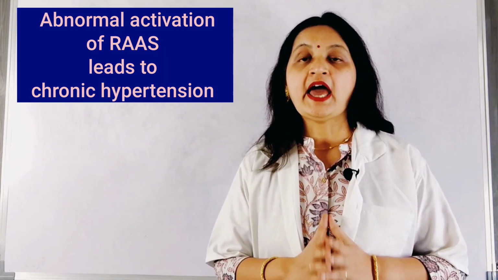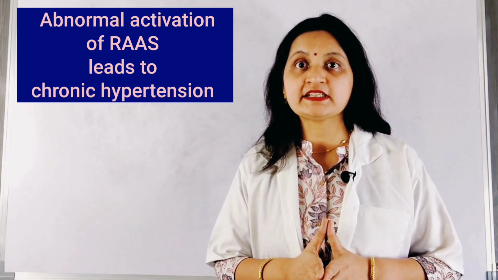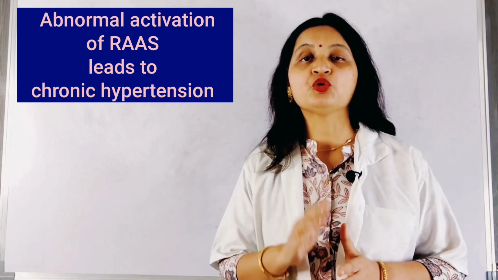So this is how the renin-angiotensin-aldosterone system helps to regulate blood pressure, and overactivation or dysfunction of the renin-angiotensin-aldosterone system leads to chronic hypertension.